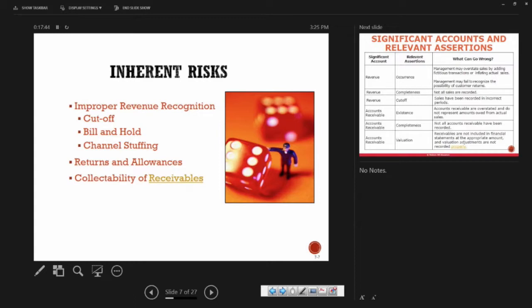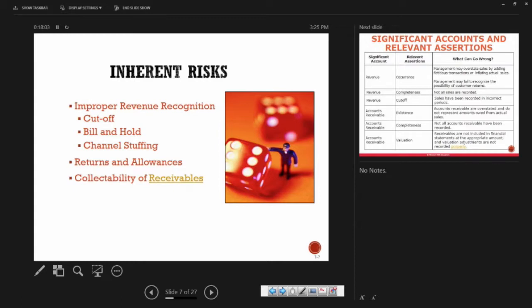So it's also important to understand how salespeople are paid. Are they paid on commission? Is a big chunk of their salary paid on commission? Then that creates incentives for them. The objective here is to try to inflate revenue.